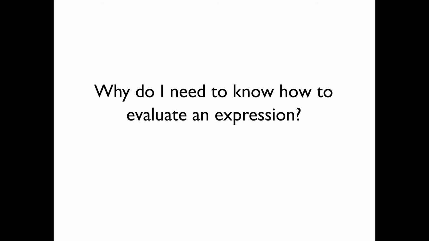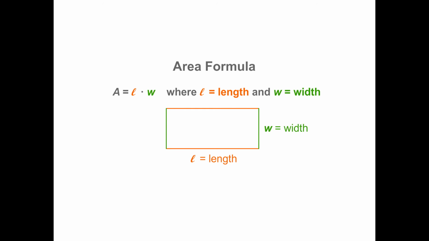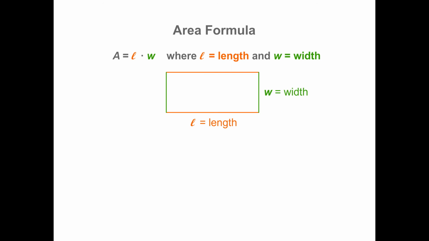Why do I need to know how to evaluate an expression? Consider the formula for area of a simple rectangle. The area is found using length times width. Suppose the length is 40 feet and the width is 30 feet. After substituting these values and simplifying, you determine that the area is 1,200 square feet.